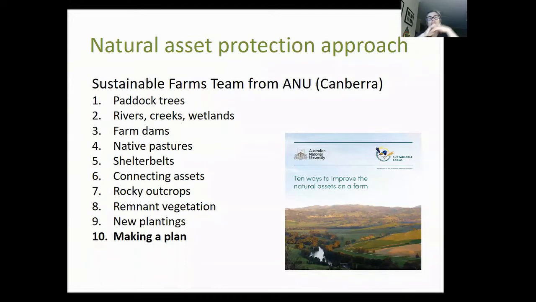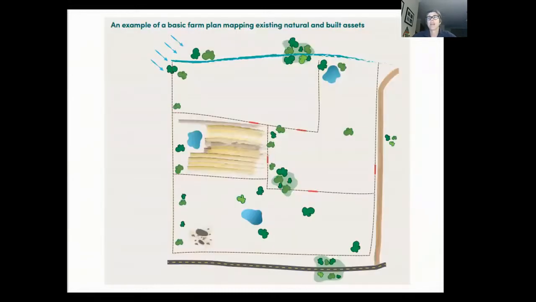So this is just a really simple way, and they call it the natural asset protection approach. And I think it forms a really good basis for looking where to start if you haven't delved into this sort of whole farm planning and thinking about what you can do on your property. So you can see it talks through rocky outcrops, shelter belts, pastures, farm dams, and the 10th step here is actually around making a plan. And I'll just give you the example that they give. So it is pretty much the same concept that we've just talked through.